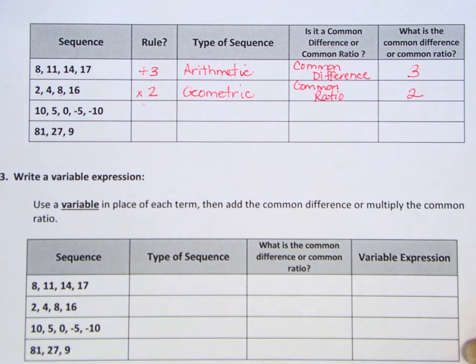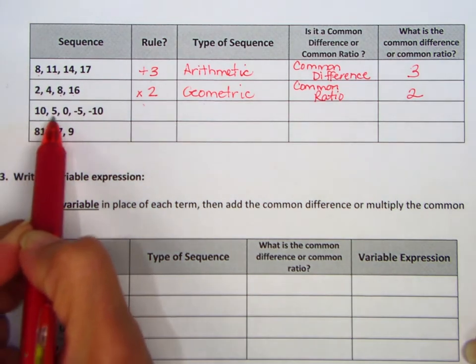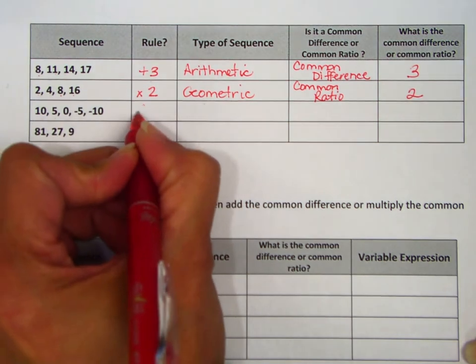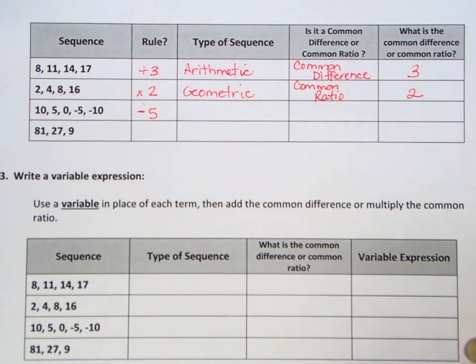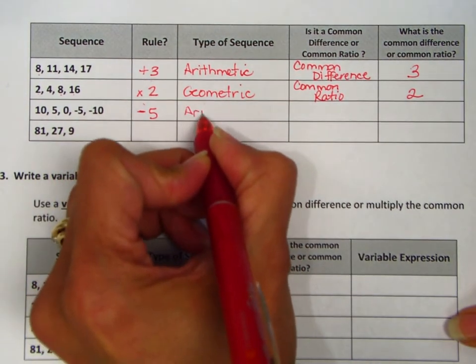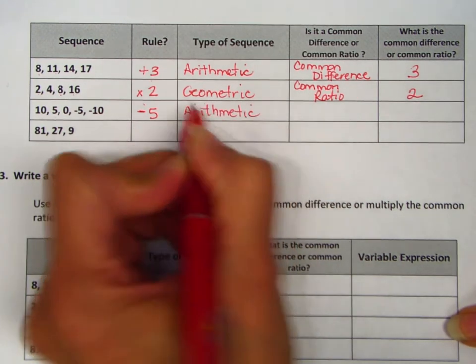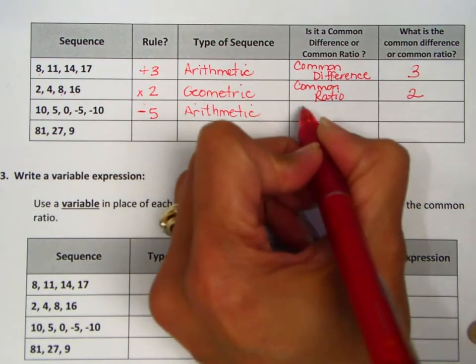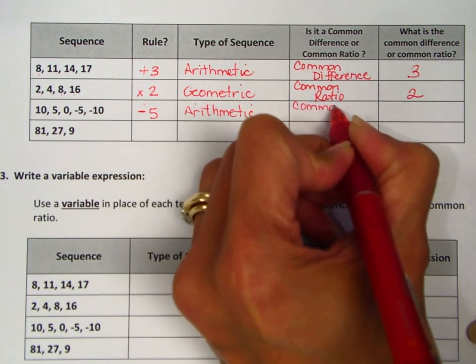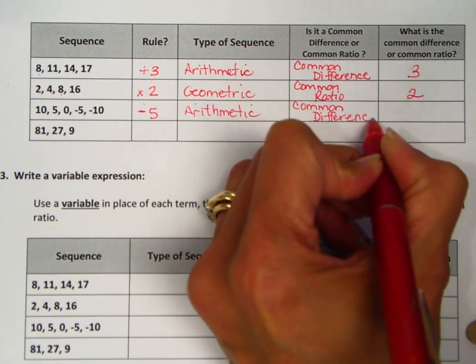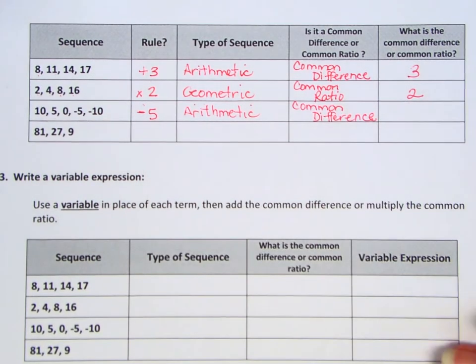So let's look at this one, 10 to 5. I could subtract 5. Let's try it with the next one. 5 minus 5 is 0. 0 minus 5 is -5. So I found the answer and I am subtracting 5. And I know that will be an arithmetic sequence. An arithmetic sequence always has a common difference.